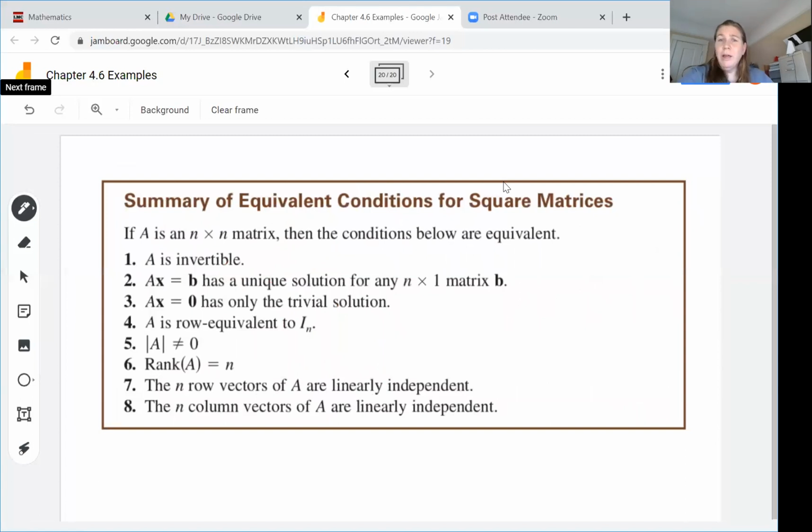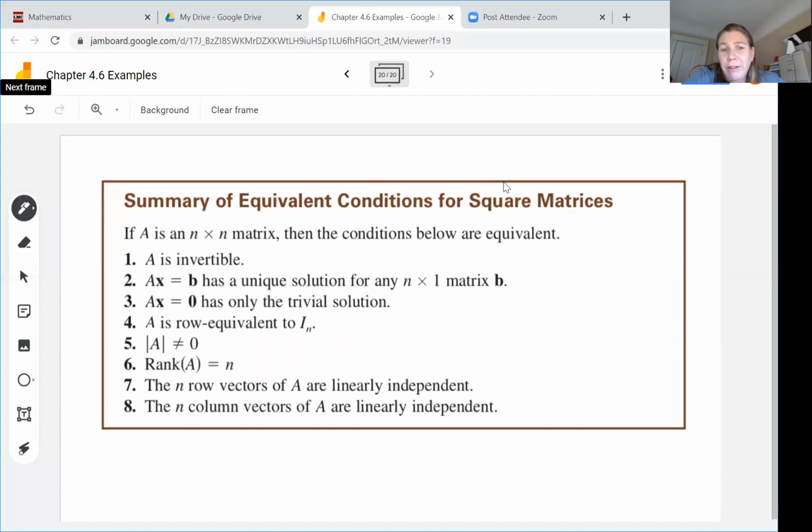So here's a summary of these equivalent conditions that we've seen for square matrices. If A is an n by n matrix, then the conditions below are equivalent. Some of these we've seen in earlier chapters, and the last three conditions here are new for this chapter. We know A is invertible is equivalent to saying Ax = b has a unique solution for any n by 1 matrix b, so essentially any column vector. Ax = 0 has only the trivial solution.